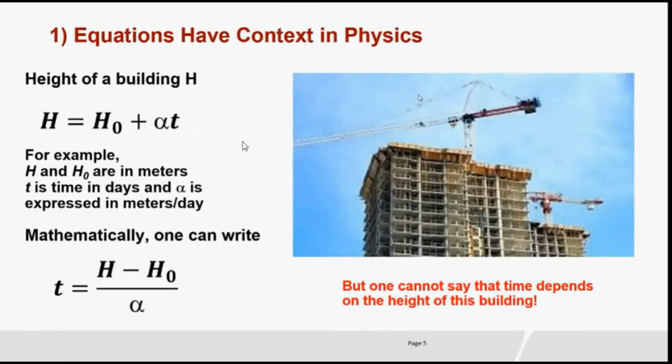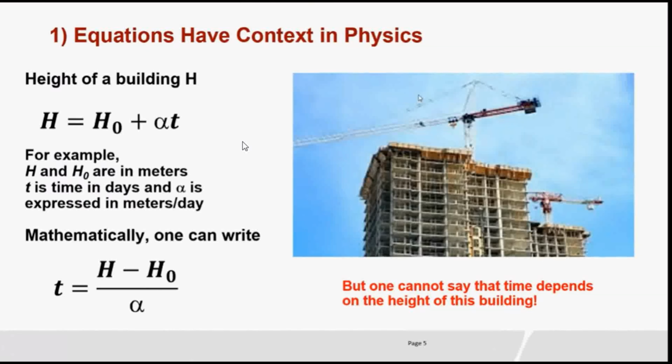Equations have a context in physics. When you write an equation, you have a context in mind. You don't write it without a context. For example, let's say I observe the height of a building that is under construction. And I see that every day the height is increasing by a certain amount. This is a regular increase of the height of the building.